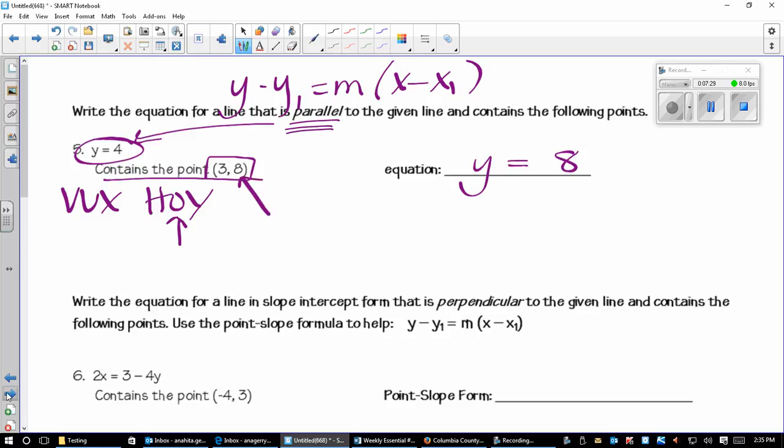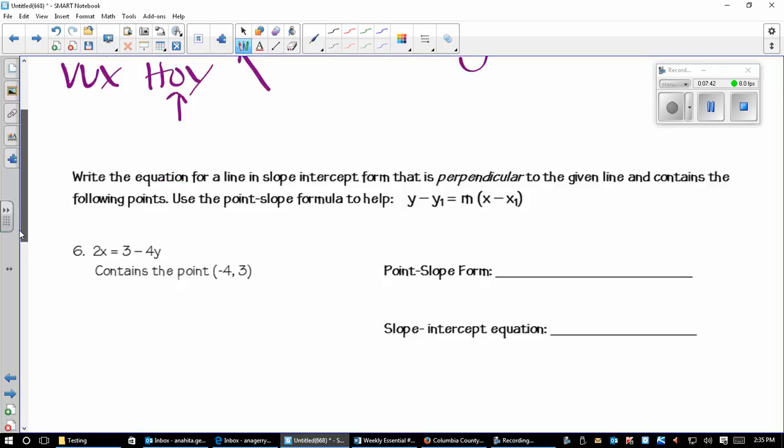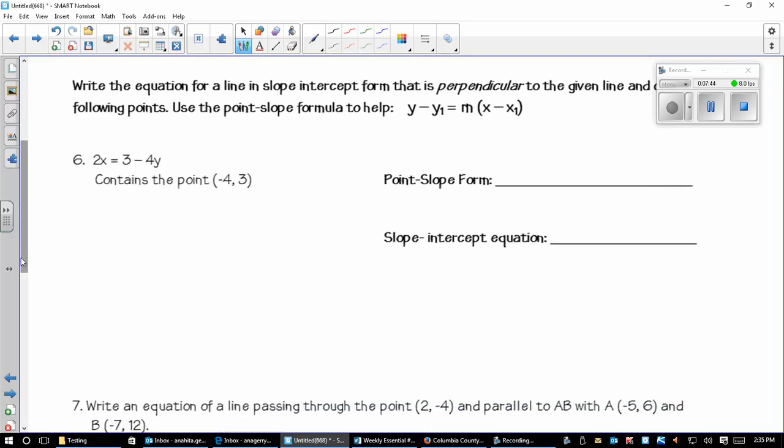It is that easy. If the question asks you for a perpendicular, instead of saying y equals, you would have to write down x equals, and you would write down x equals 3, because that's the x coordinate of the point. Come on down to number 6.